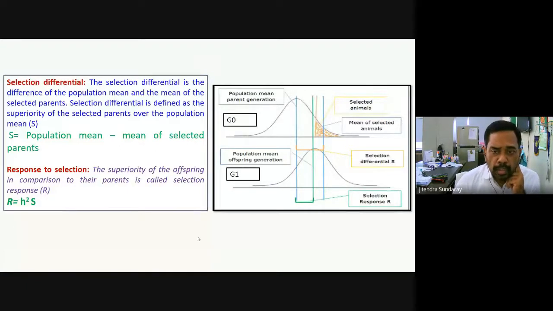You can see the selection differential, S, is the difference between the population mean and the mean of selected parents, and then the response to selection. This is your base population, and you see the growth pattern. But when you go for selected animals, the mean of selected animals in generation one has a higher growth. This curve has moved to this side, and you can see the selection differential and the selection response, the growth response, the changes.